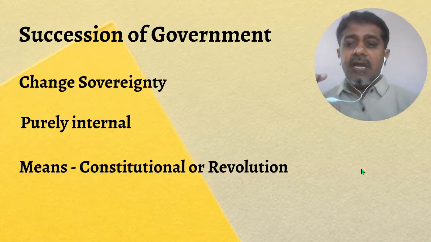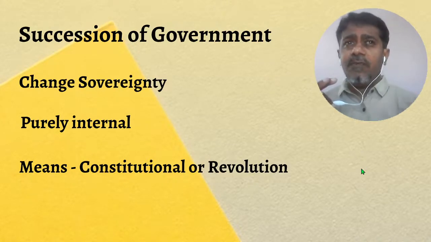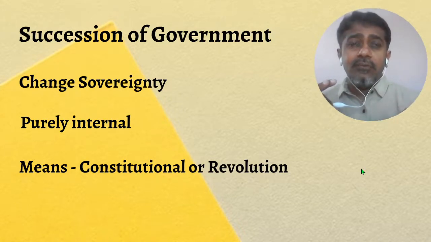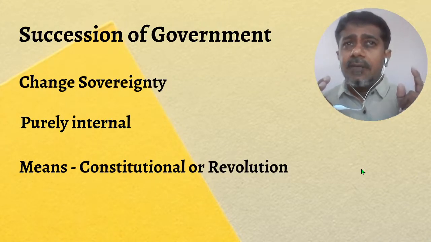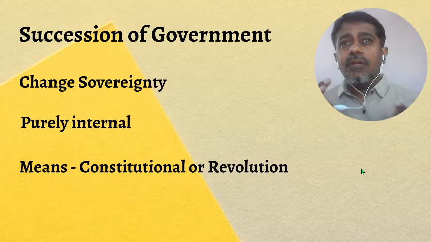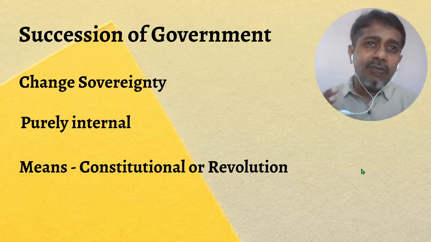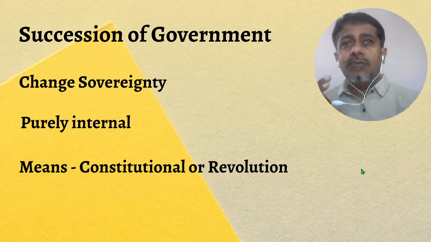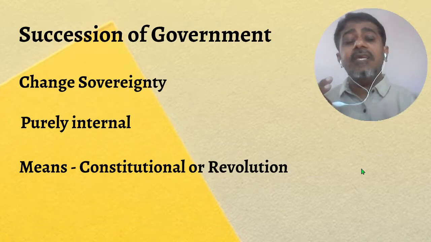It's purely internal. And what is the means of this change? It can be constitutional or by revolution. There is going to be only an internal change. I cannot say how a revolution internally has led to a new succession of government in India, but I can give an illustration in Pakistan. There are many instances where the army carried out a coup and took over the government, and again after a few years they conduct an election and a democratic government comes into existence. Again there will be an armed coup, and the army takes control. This is succession of governments, but it happens internally.